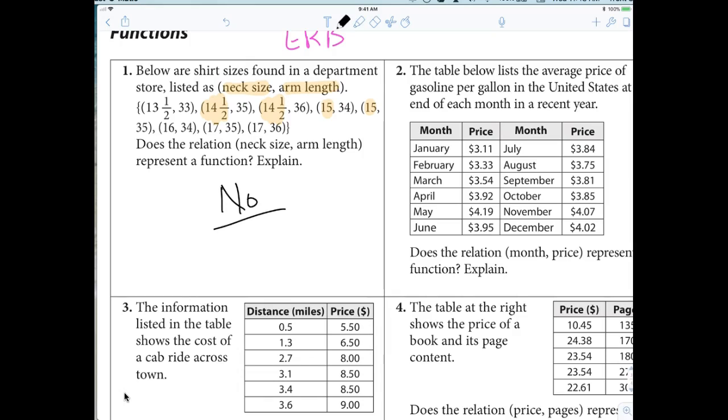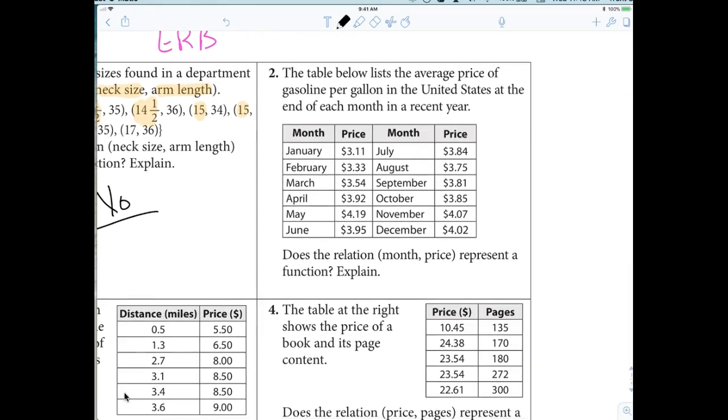Number 2, the table below lists the average price per gallon in the United States at the end of the month in a recent year. Does the relation month, price represent a function? Obviously what? Yes, because January through December, none of them repeat. Everybody good with that? So the answer is obviously what again? Yes. That was easy, guys.